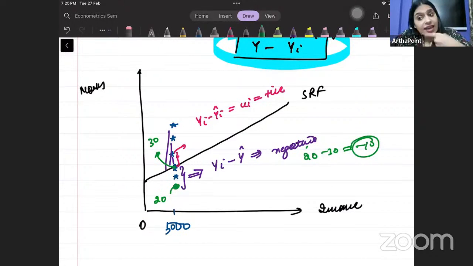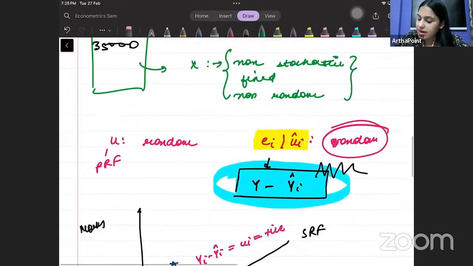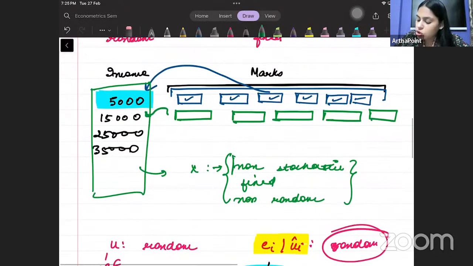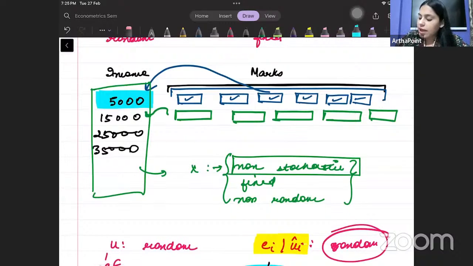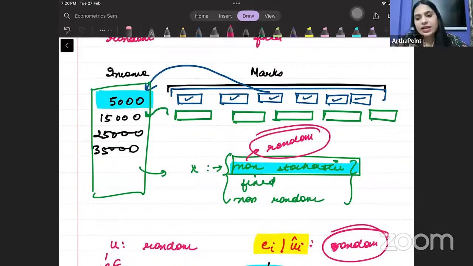So the error can be positive. The error can be negative. So the error was taking random values. So we can say that the error was stochastic in nature, and by stochastic I mean that the error was random in nature. Clear?